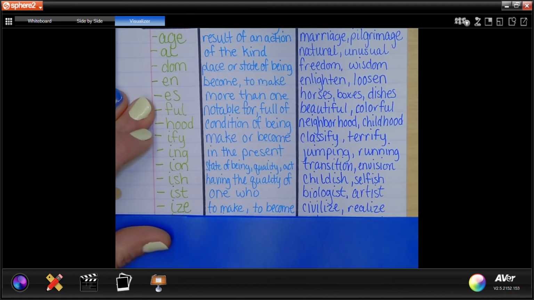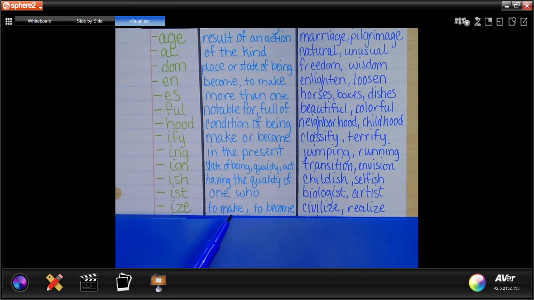Our next suffix is ize. To make, to become. One example of the ize suffix is civilize. Civilize means to become more advanced. Realize is another example, which means to become fully aware of.